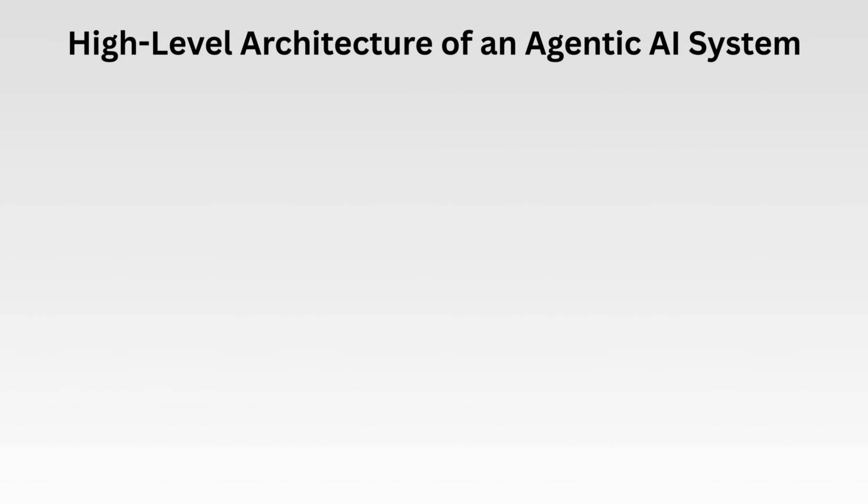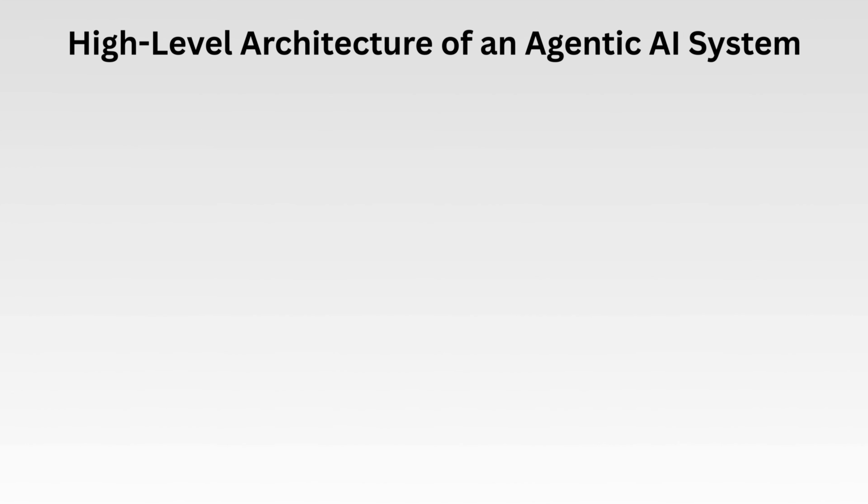In the previous video, we understood what Agentic AI is. Now in Phase 2, we go deeper. We'll break down the architecture, memory, embeddings, vector databases, RAG, and multi-agent systems. By the end of this video, you'll understand how real Agentic AI systems are designed. Let's now look at the high-level architecture of an Agentic AI system.